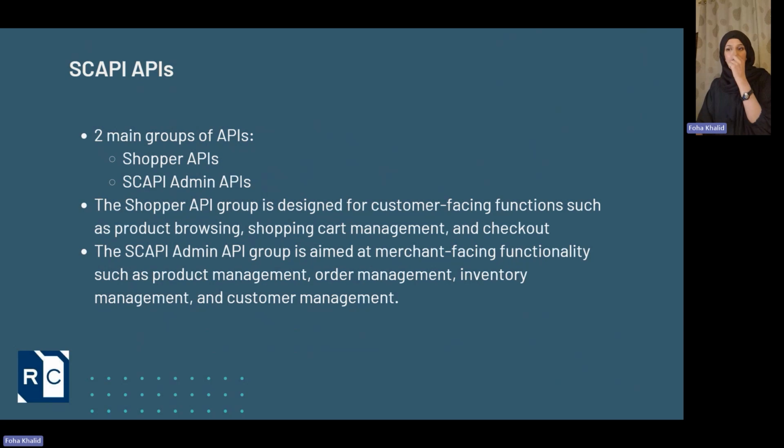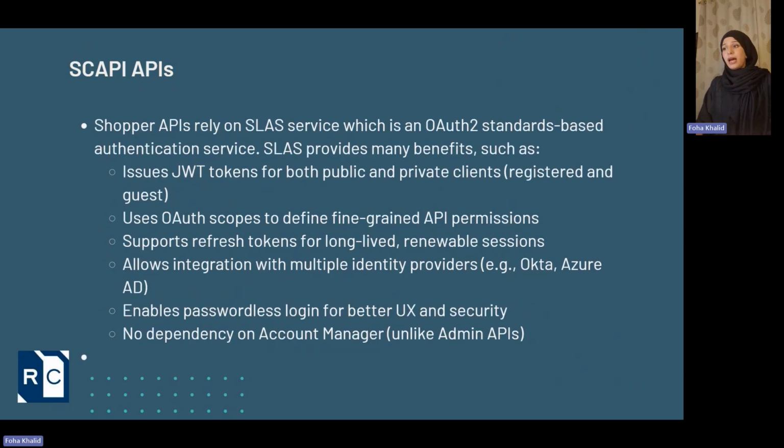Both of these APIs that we've mentioned for SCAPI rely on an SLAS service, which is an OAuth 2 standards-based authentication service, and it provides a lot of benefits. This idea of SLAS, which is used for authentication, comes with the ability to issue JWT tokens for both public as well as private clients. JWT is efficient as well as secure. You've got the ability to use OAuth scopes for defining API permissions.